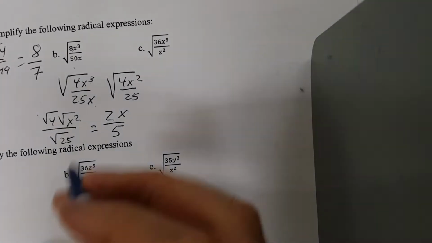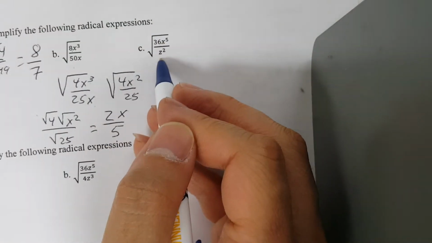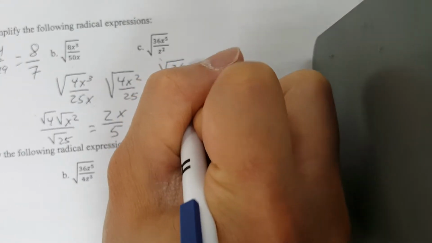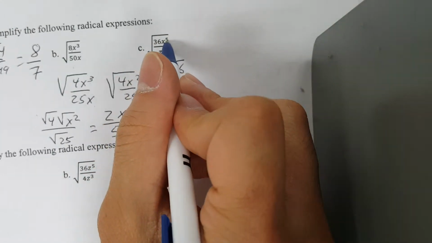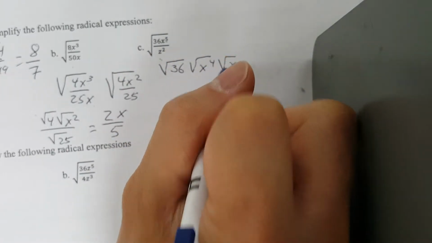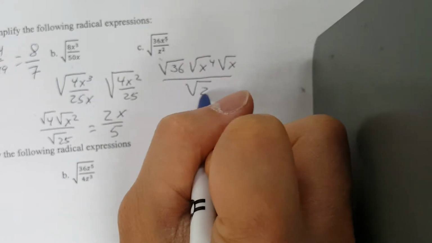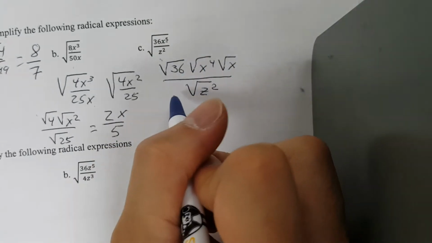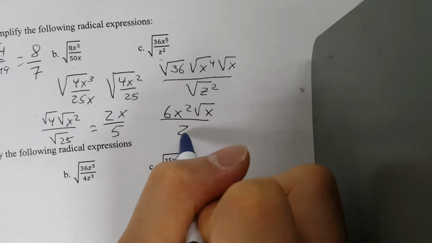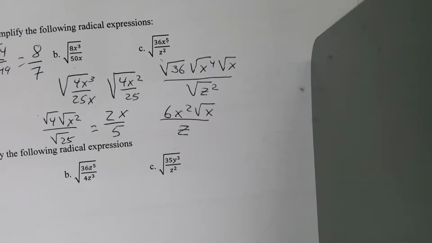Okay, and then the last one, this is x and this is z, so they're not the same, so we cannot subtract the exponents. So what I'm going to do is take the square root of 36, and then split up x to the 5th into x to the 4th and just x, and then on the bottom, it's the square root of z squared. So on the top, this becomes 6x squared, square root of x, and on the bottom, this becomes z. And that's my answer. So that might be a little more complicated, but just follow the steps and you should arrive at the right answer.